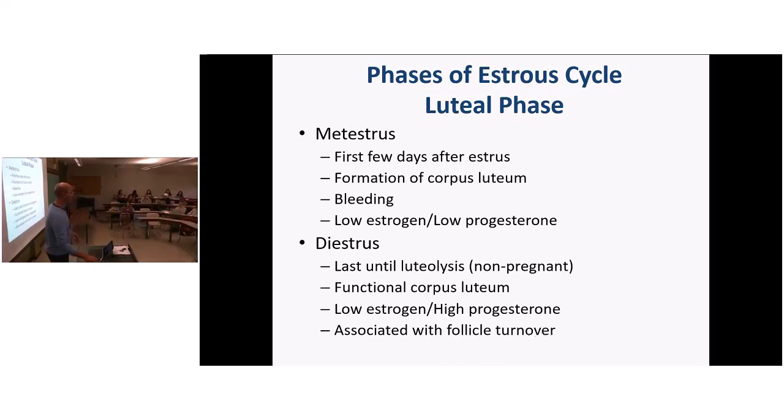Every time you have sudden drops in one of the two, you can have some sort of bleeding, okay? Diestrus here goes all the way from after metestrus up until luteolysis, which is the functional mature corpus luteum: relatively low estrogen, not as low as metestrus, but relatively low, and very high progesterone, and associated with follicle turnover.